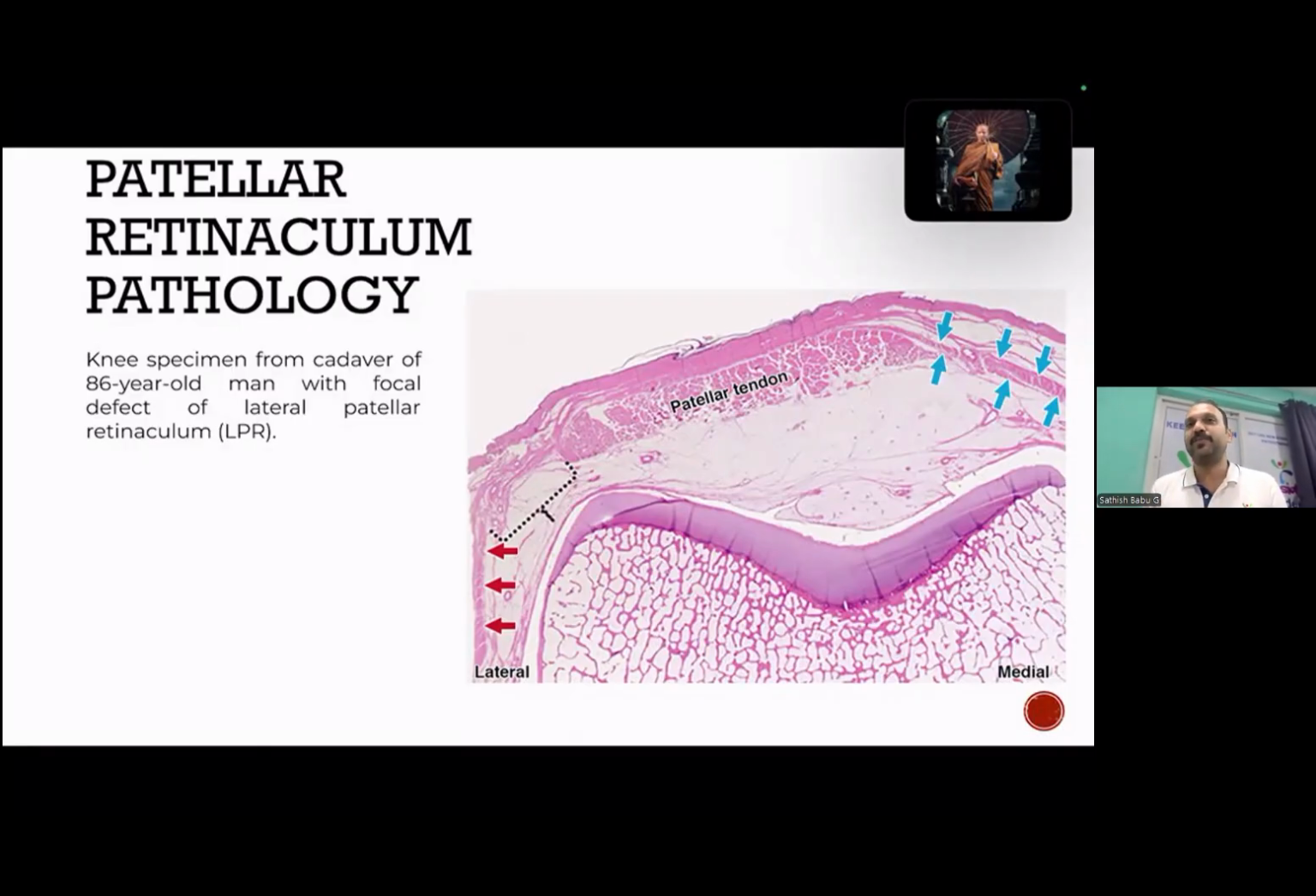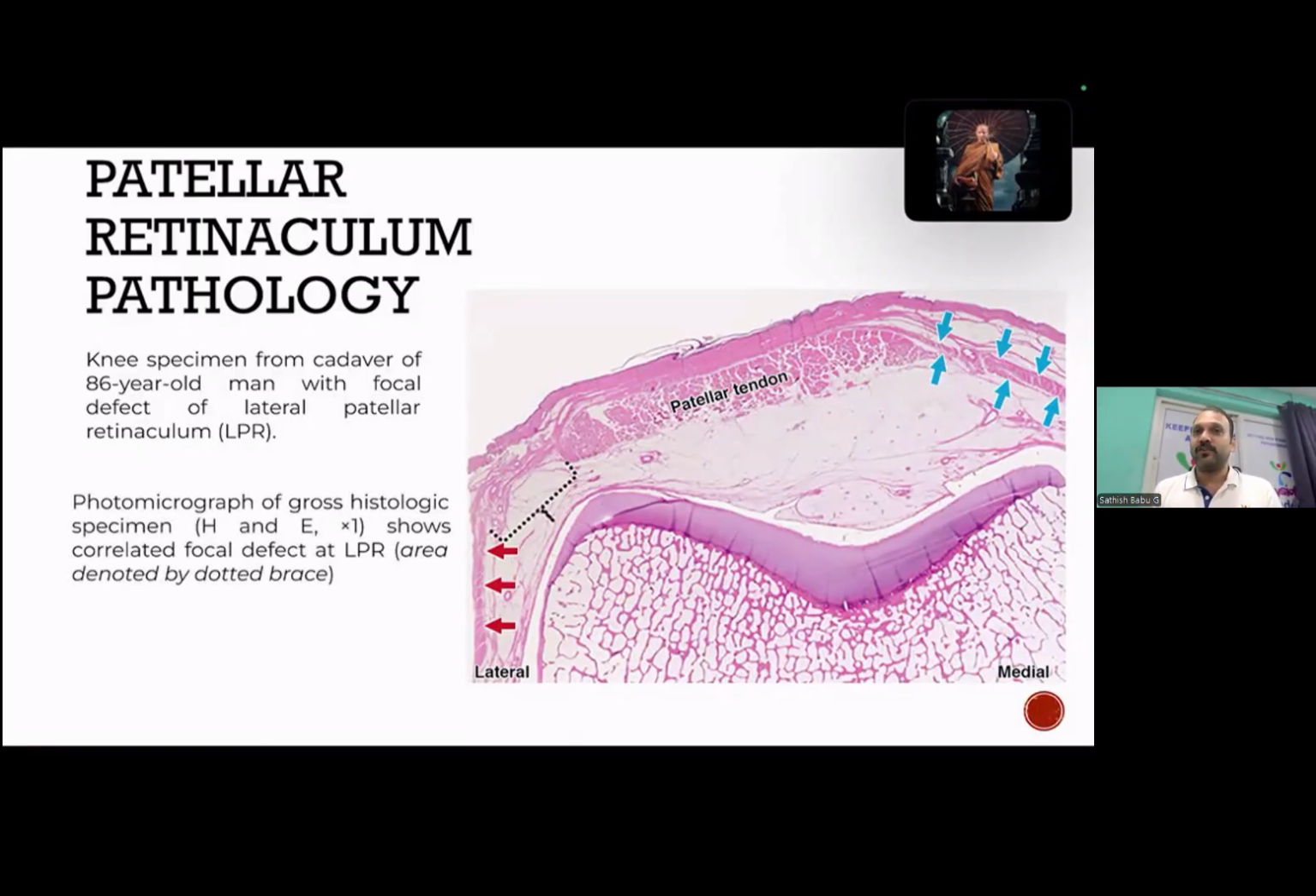This is a knee specimen from a cadaver of an 86-year-old man with a focal defect in the lateral patellar retinaculum. That's a photomicrograph of a gross histologic specimen with hematoxylin and eosin showing a correlated defect in the lateral patellar retinaculum, noted by the dotted brace. You can see the dotted brace over here. That's the injured area, and you can see the healthy lateral retinaculum.